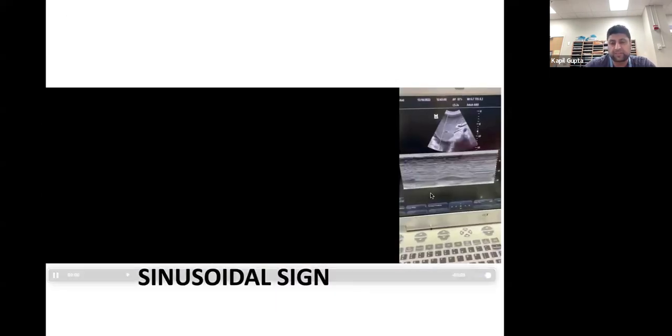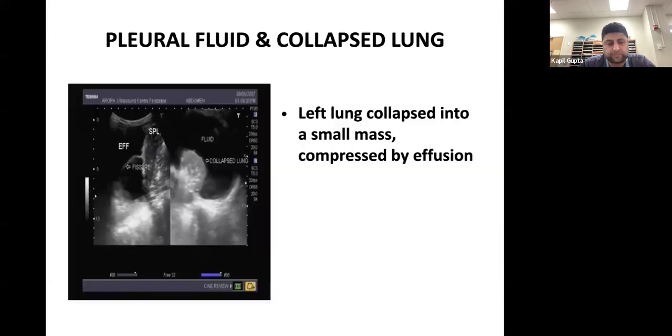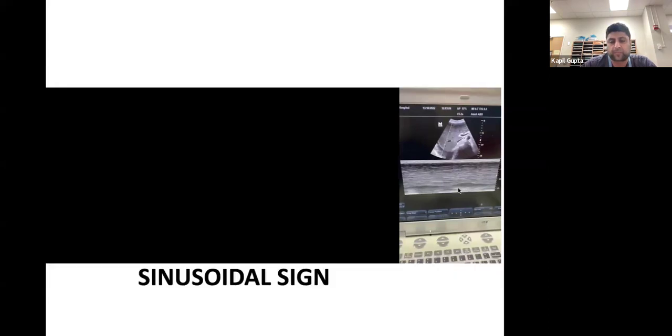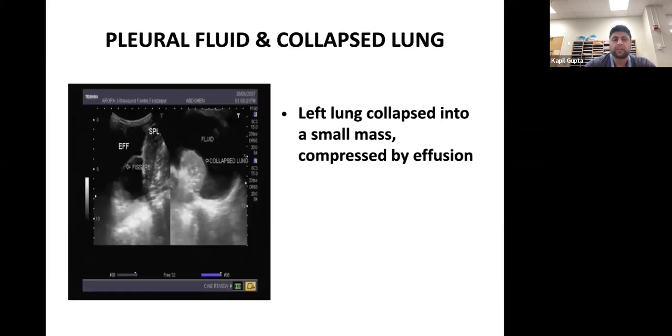This is one of my patients, not a very good picture I could take. This is, again, in ICU. I'll play it again. So you can see, here we go. You can see this here. This is M mode and this sinusoidal sign is here. So this is some effusion, and this is known as sinusoidal sign.